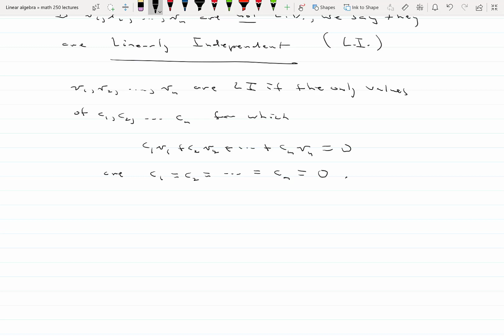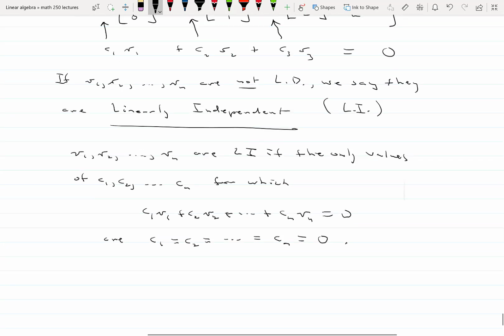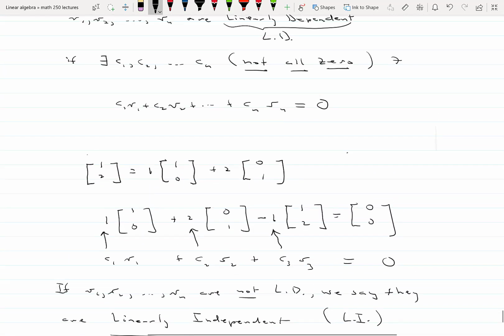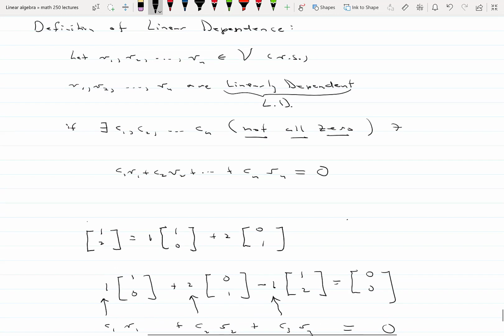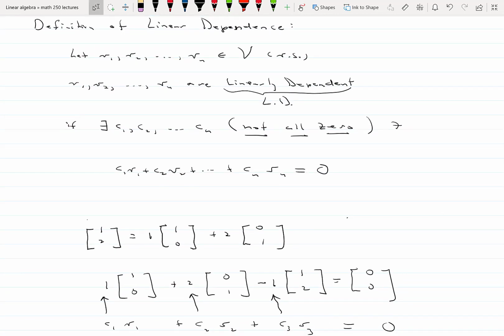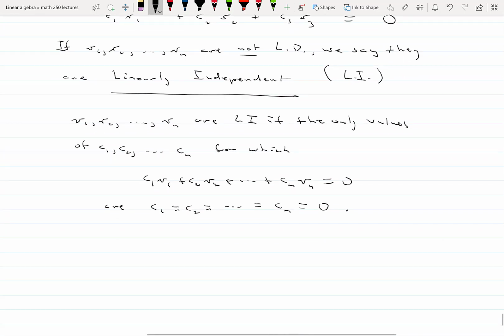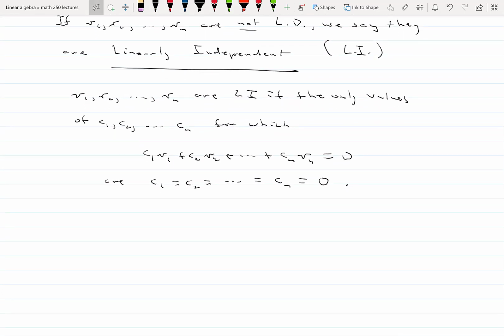This shouldn't be too strange for you if you understand linear dependence. Going back to linear dependence, vectors are linearly dependent if you can find constants C1 to Cn that are not all zero. That means at least one of those constants is not zero, such that C1 V1 plus C2 V2 all the way up to Cn Vn equals 0. So the opposite of that, linear independence, would be if the only constants for which that equation holds true are all zero.